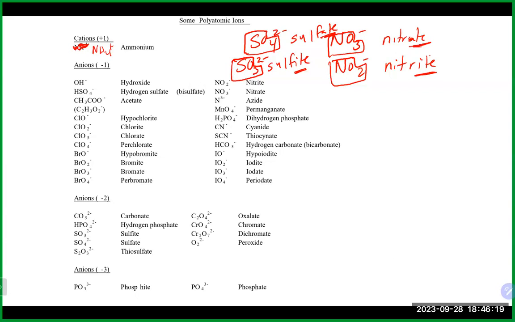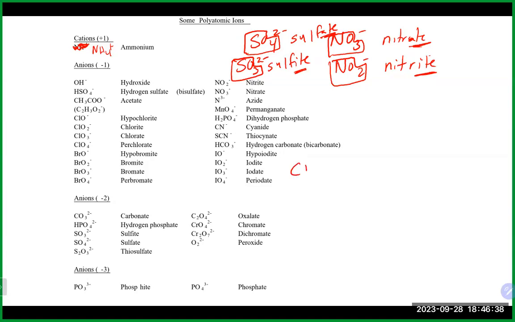So sometimes, a good way to do it is just to remember all the ates and know if you need the ites, it's just one oxygen less, right? Or vice versa, you can remember all the ites, and if you need the ates, you just add an oxygen. Everything else will be the same. There are also groups of 4 that are related to each other in terms of polyatomic ions.